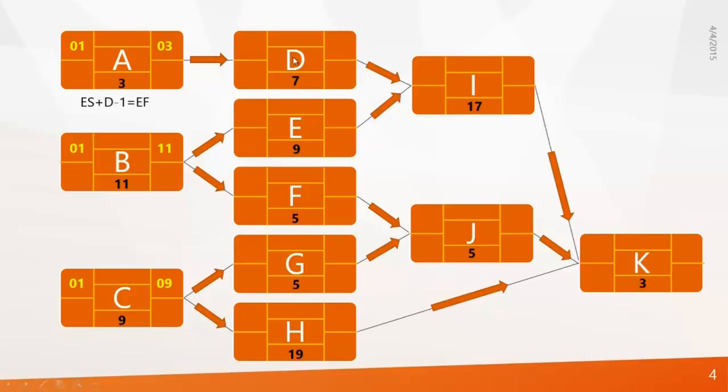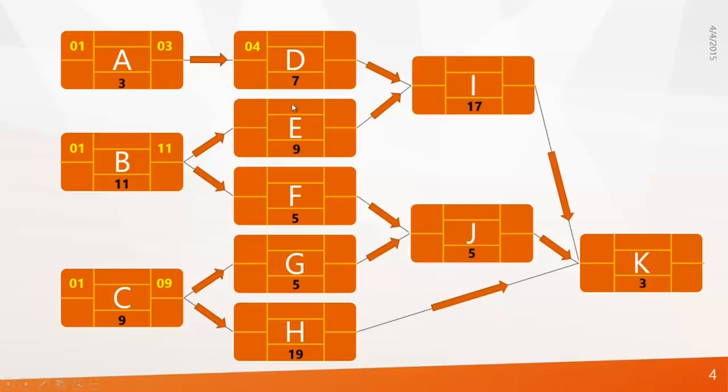Now we are going to the next level. Look at activity D. It is waiting for activity A to complete. We know activity A will be completed on day 3. So activity D will start on the very next day, that is day 4, right? Or use this equation: early finish plus 1 will give you the early start of the next activity.